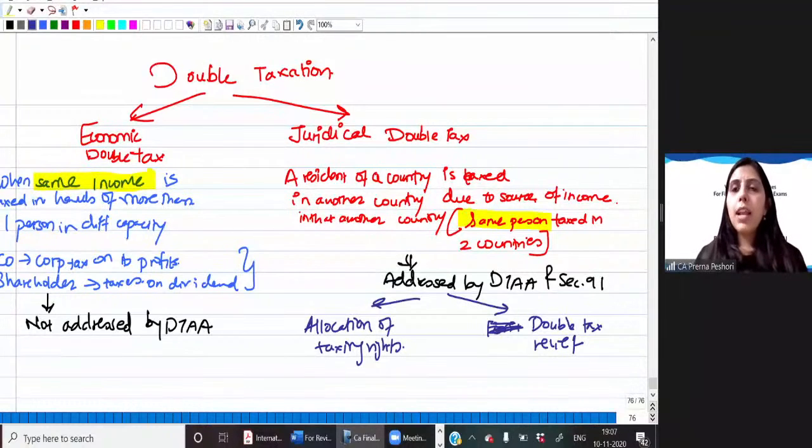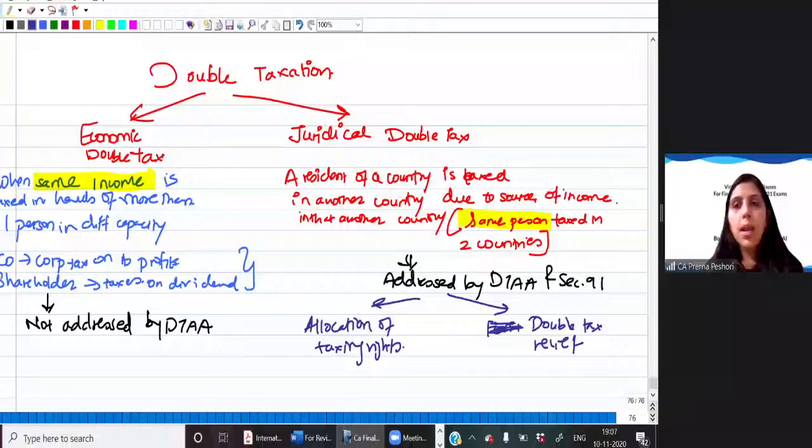Now, what do we mean by allocation of taxing rights? As I said, India and USA will come together and mutually decide how much each country can tax. Usually a resident country will always have the first right to tax. The right of the resident country will usually be the primary right.